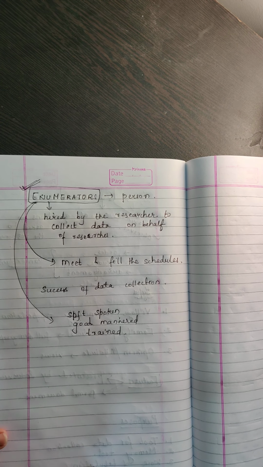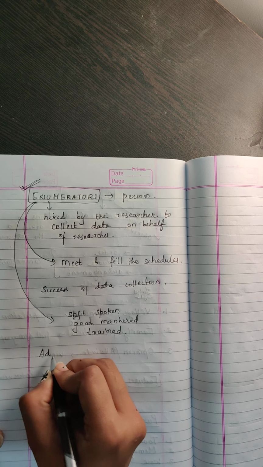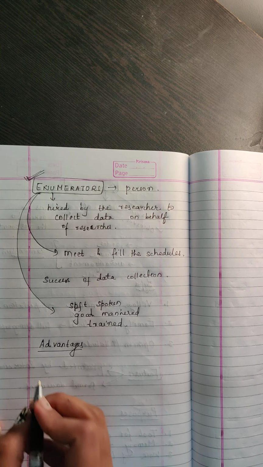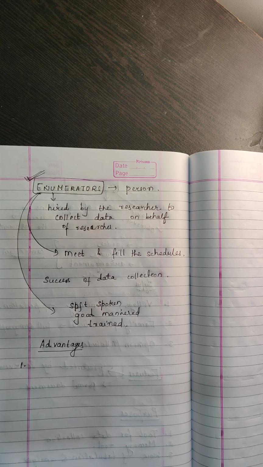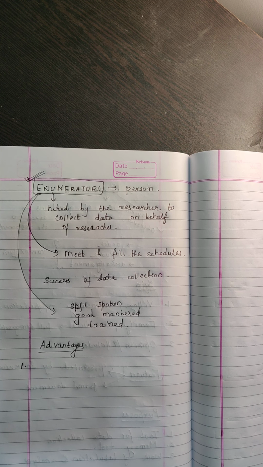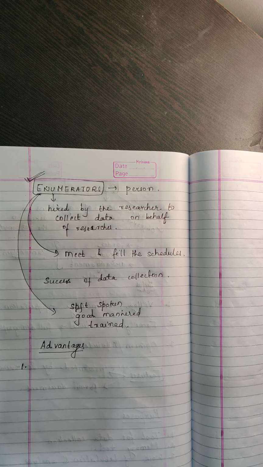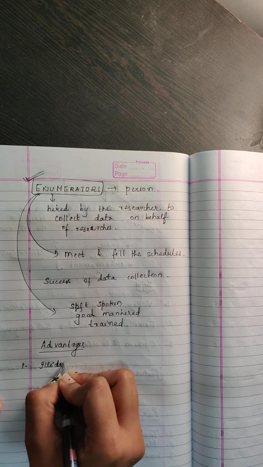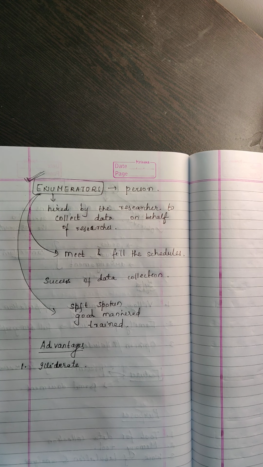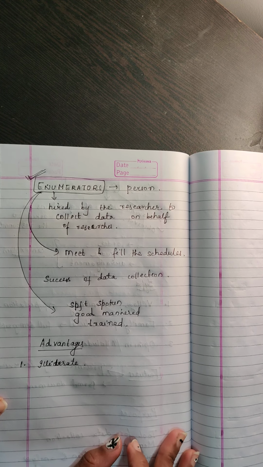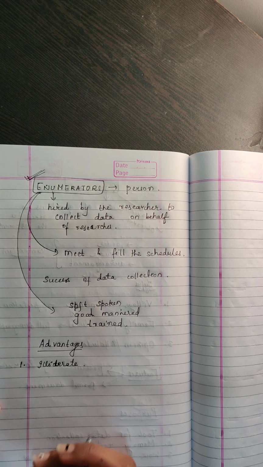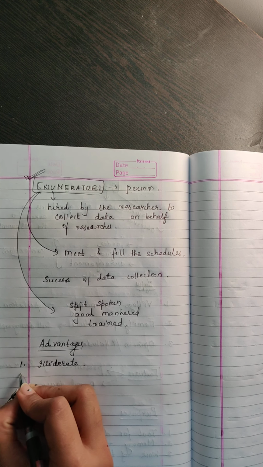Now let's see what are the advantages of using a schedule. If you are sending a questionnaire to an illiterate person, then he might not be able to respond because he is not able to read the questions. So if the respondent population is illiterate, then using schedules is the best method, because the interviewer can call out the questions to the respondent and can note it down.